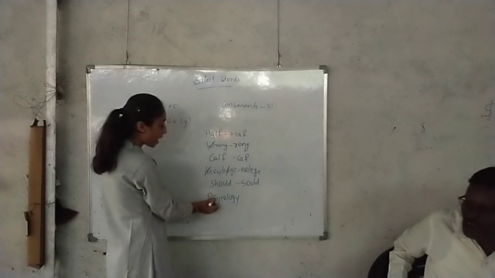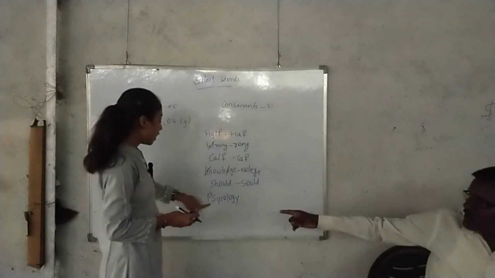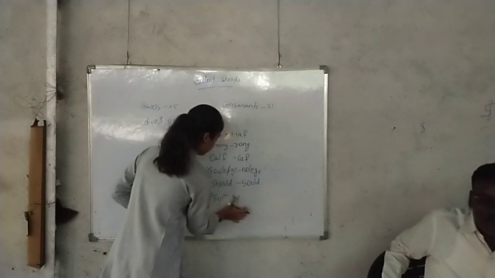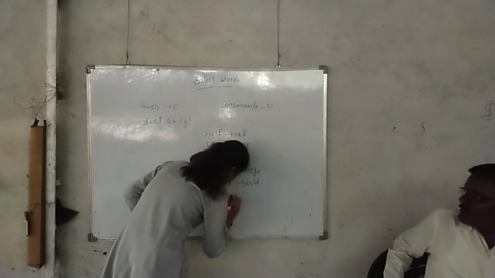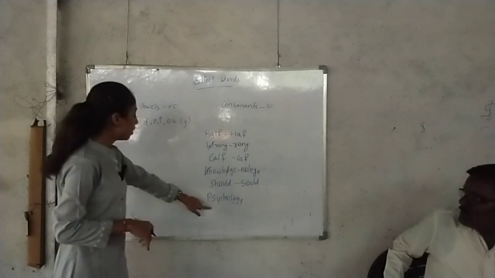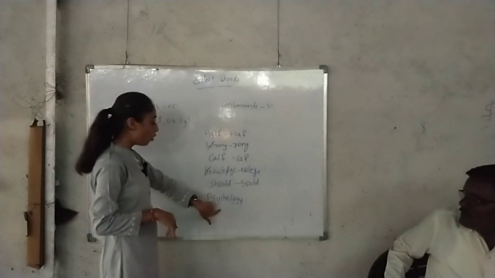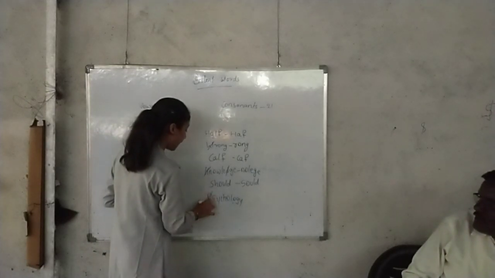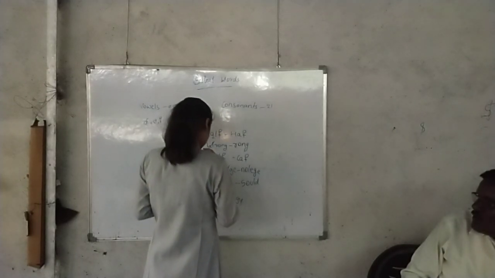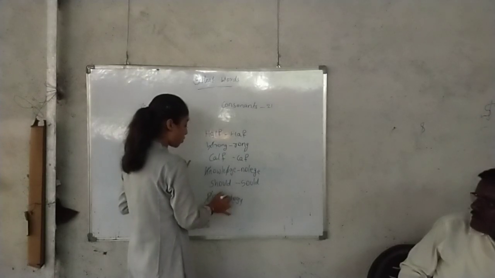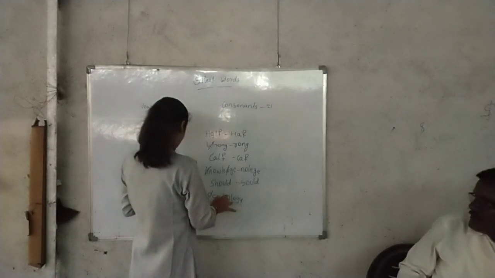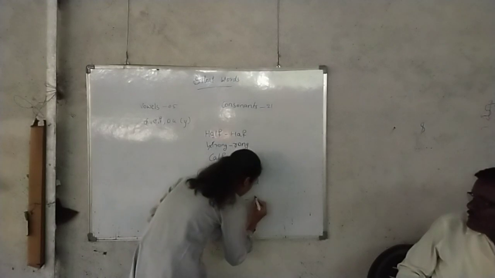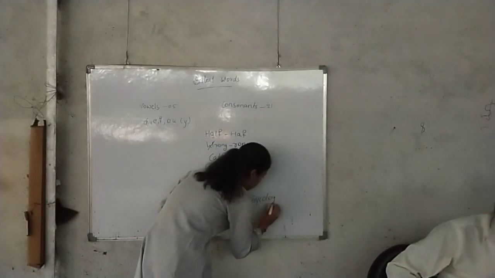P and S are the consonants. So here, psychology. P and S are the consonants, Y is a vowel. Here P sound is a low sound and S sound is a high sound. Therefore P is silent. And O is a vowel, C and H are the consonants. H sound is a low sound and C sound is a high sound. Therefore H is silent here. While pronouncing it, it comes as psychology. Thank you.